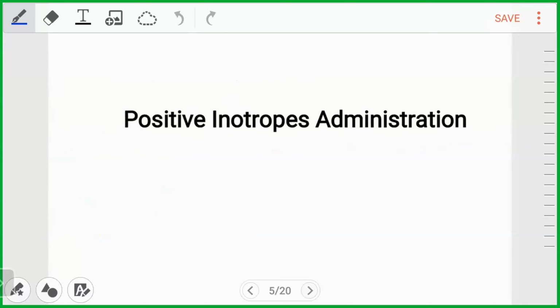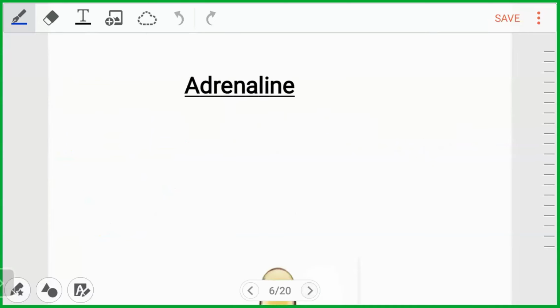So, positive inotropes administration, right? I already told you about the three positive inotropes. What are they? Adrenaline, noradrenaline, and dobutamine, right? Adrenaline, right? Adrenaline is a hormone, a human hormone, which is produced where?